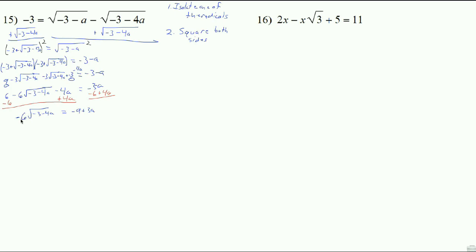It doesn't always work, but I'm going to divide by a factor that goes into 6, 9, and 3. So what goes into all three of those is 3. So I'm going to divide both sides by 3, which will just give us some smaller numbers to work with. So this would reduce to -2. So we have -2 times the square root of -3 minus 4a. On the right side, -9 divided by 3 is -3, and 3 divided by 3 is 1, or just 1a. Now that we've done that, we can square both sides again.